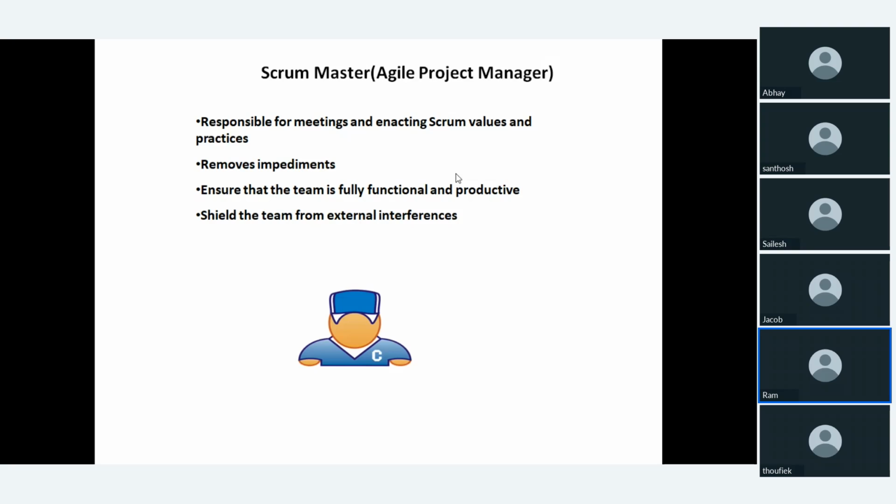So this is the Scrum Master role. Responsible for meeting and enacting the Scrum values and practices and removing impediments. Removing impediments means if the team is facing any issues or blockers. For example, the developer will not know about the functionality while doing the development activities. So your responsibility is you will handle the daily Scrum meeting.